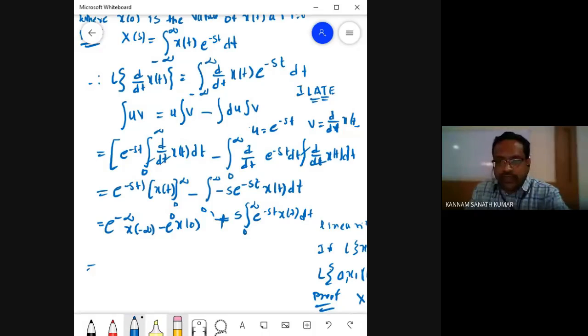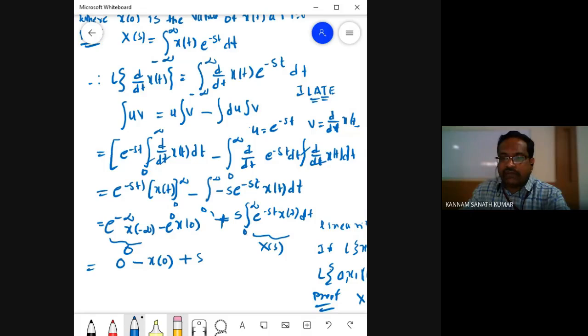Understood? So what is e power minus infinity value? It is 1 by e power infinity, and 1 by infinity is 0. So this term becomes 0. Then 0 minus e power 0, which is 1, into x of 0, plus s into, you can write this one as x of s. So this is equal to s into x of s minus x of 0. So you got the same thing, no?